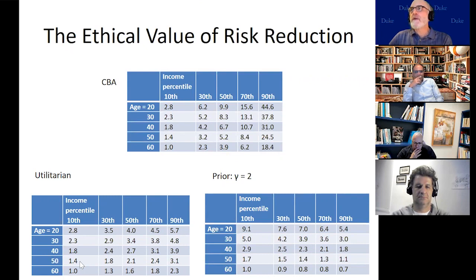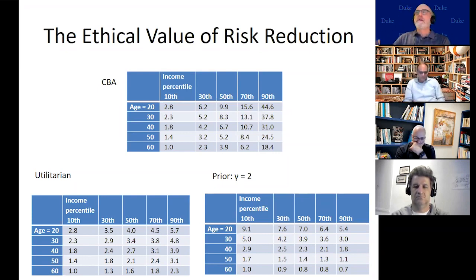And I look at the social value of risk reduction as calculated by each of the three approaches: as calculated by CBA, as calculated by utilitarianism, and as calculated by prioritarianism with a moderate degree of priority for the worse off. Now, what one means is the social value of risk reduction. Imagine a 1 in 100,000 reduction in current fatality risk for a 60-year-old low-income person. And then the numbers in the other cells are the social value of risk reduction as compared to that for a 60-year-old low-income person.